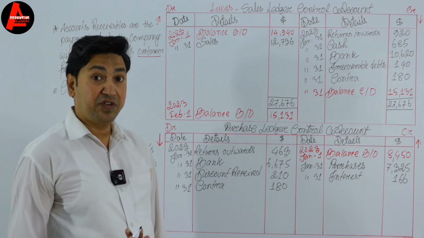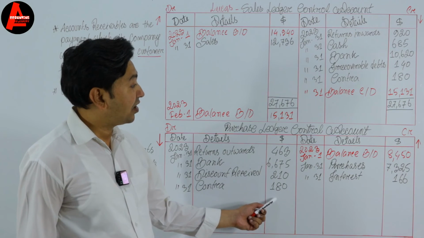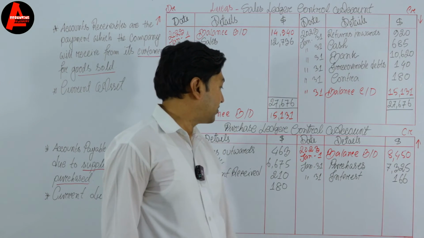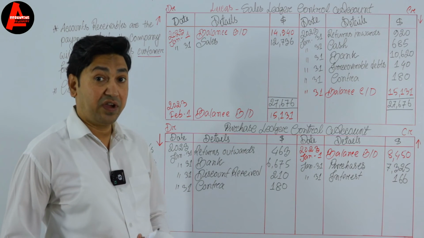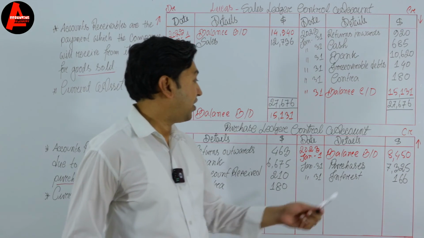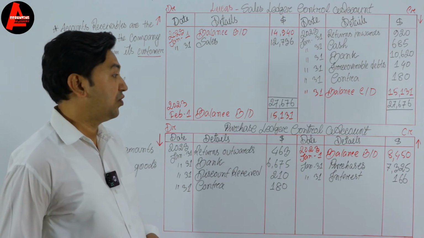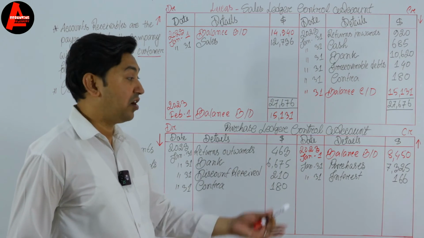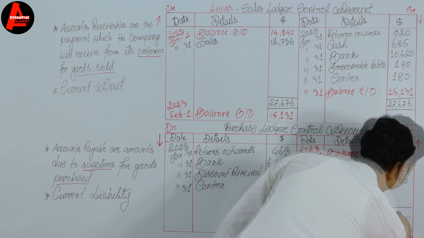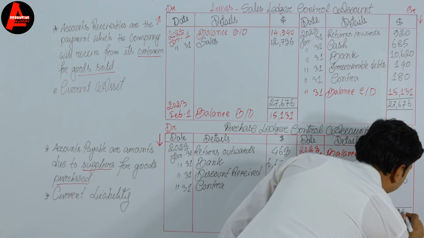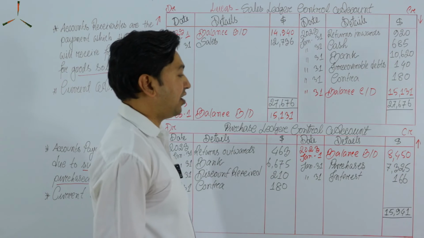Okay, so how to figure it out? We will compare these two dollar columns, the debit dollar column to the credit dollar column. We will check which column is greater in terms of value. So here we see definitely our credit dollar column will be greater. So we will sum up the credit dollar column first. So here if we total, we get 15,941. Okay, the total of the credit dollar column.